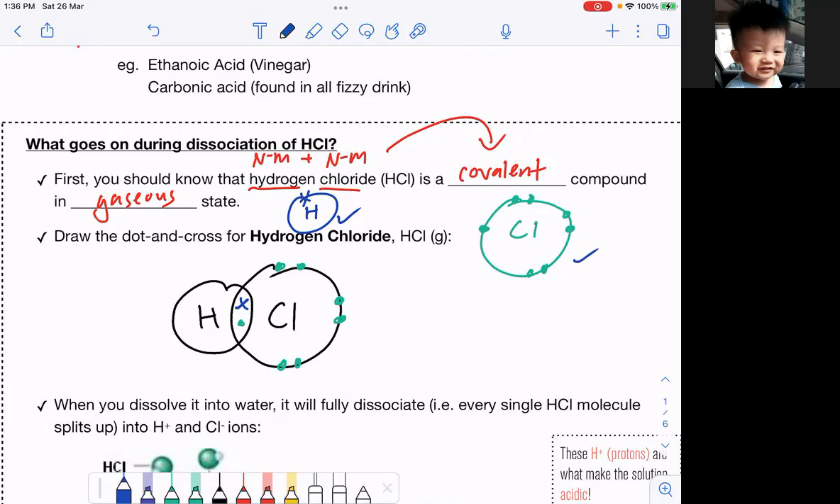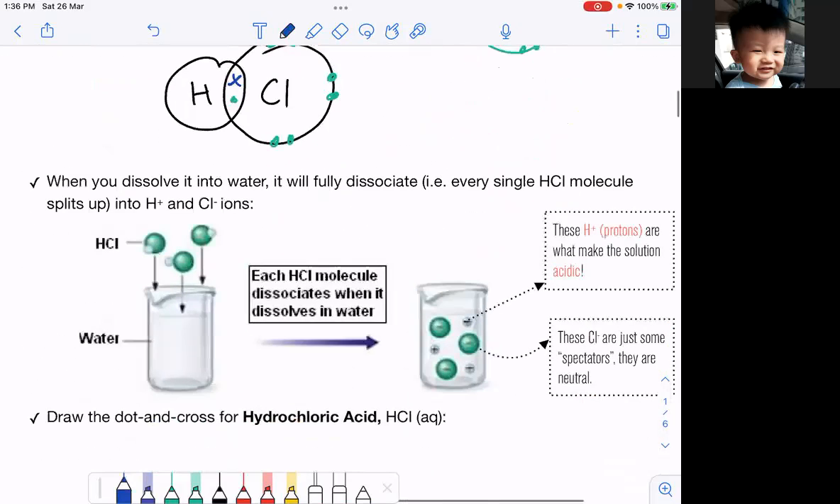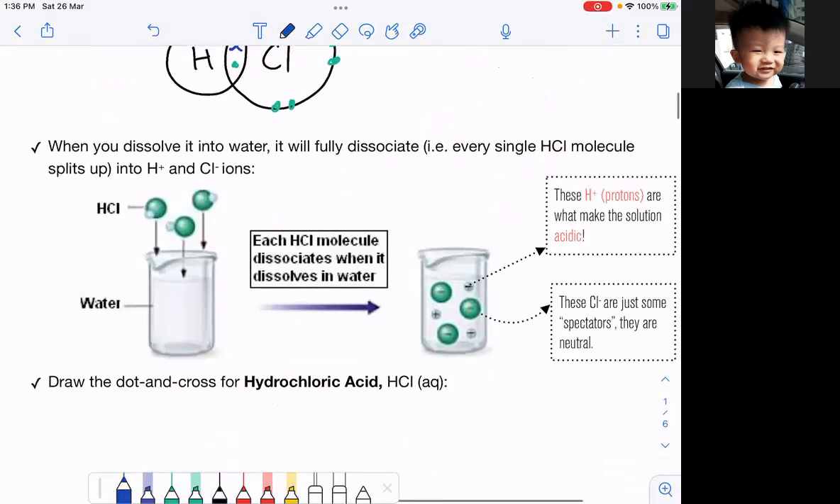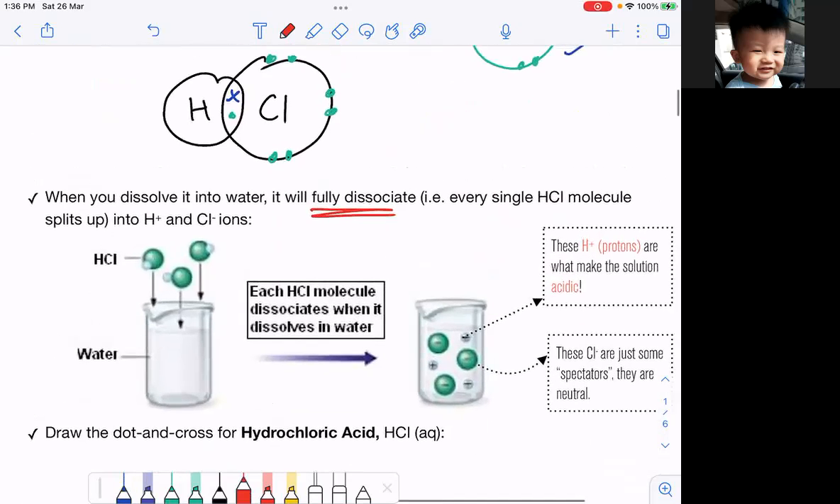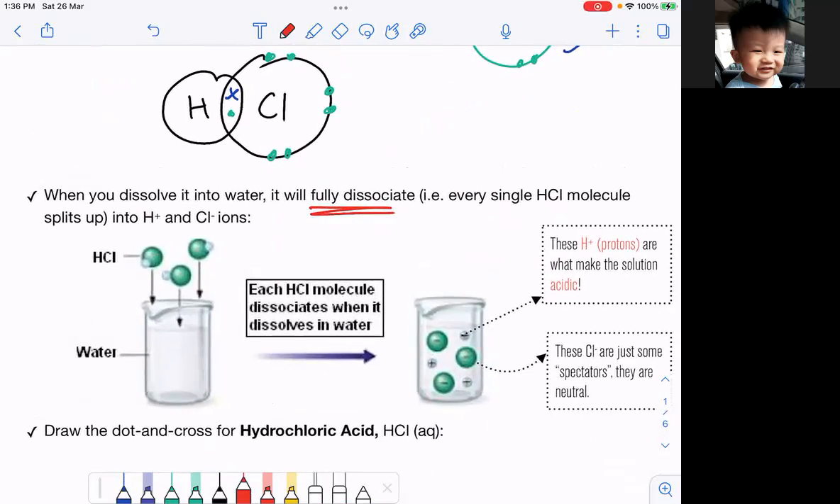Can somebody tell me again what makes something covalent? How do I determine whether 2 atoms interacting are covalently bonded? Non-metal. Okay. Now, this is not acidic yet. You all look down. What am I doing? When you dissolve it in water, it will fully dissociate. That means water has the magic ability to go and grab your HCl and do what to it?